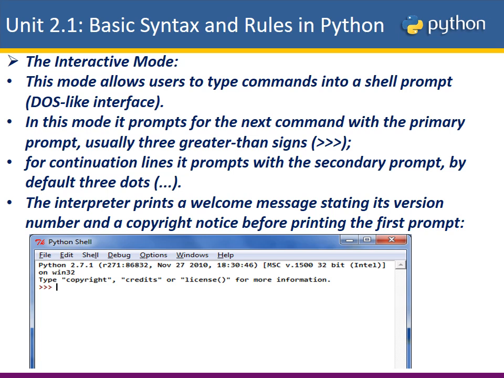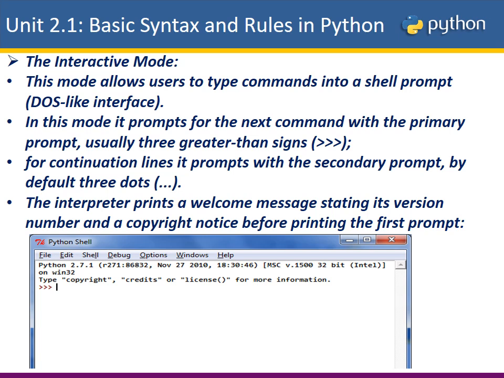So when you want to start your code in your working environment in Python, you want to start writing your program, it will start with three greater than signs. That is the sign that it will come up with. And for continuation, it prompts with the secondary prompt, by default three dots.